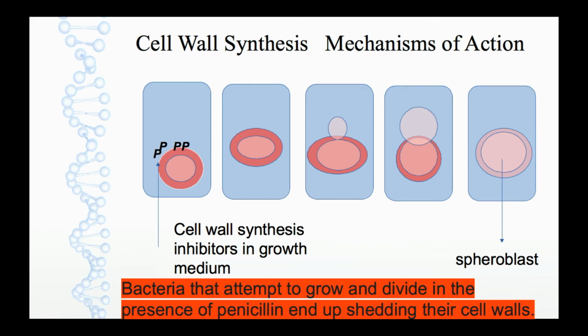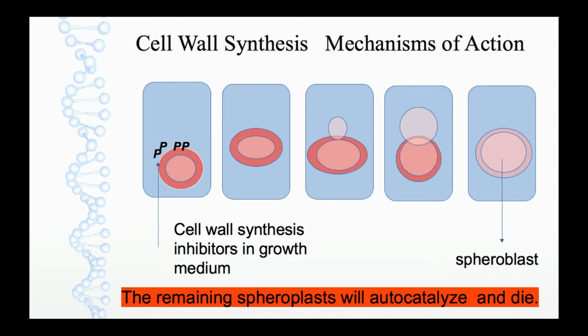What really matters though is when the cell wants to start replicating itself. As the cell stretches to divide, the dividing cell can't build new cell wall. What you end up with is the existing bacteria and something else called a spheroplast. Well, what's a spheroplast? Essentially, a spheroplast is a bacteria without a cell wall. These spheroplasts are essentially useless. They can't do what they're supposed to do, which is infect the body. So bacteria that attempt to grow and divide in the presence of penicillin end up shutting their cell walls and they stop dividing. The remaining spheroplasts autolyze. They break down on their own and they die.